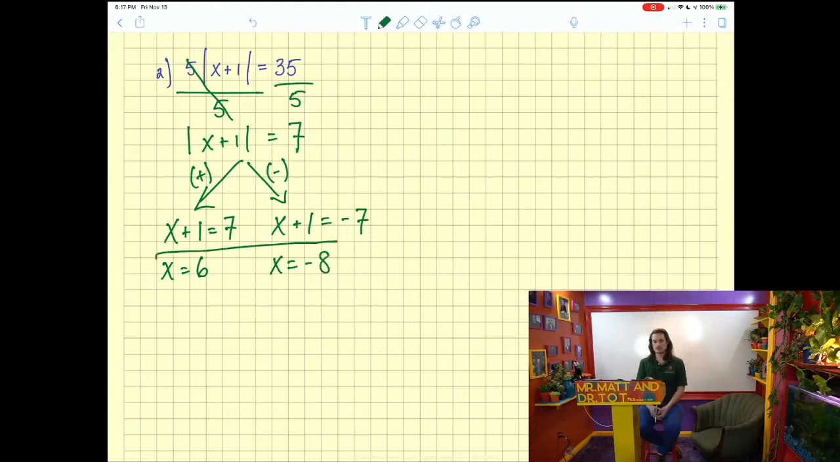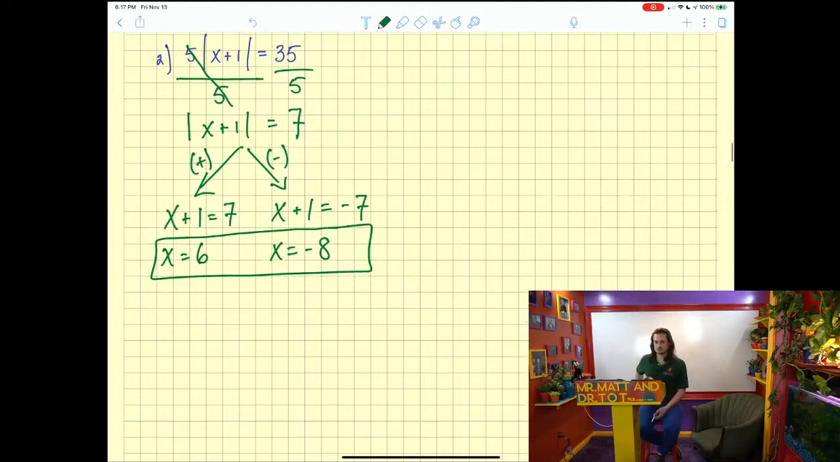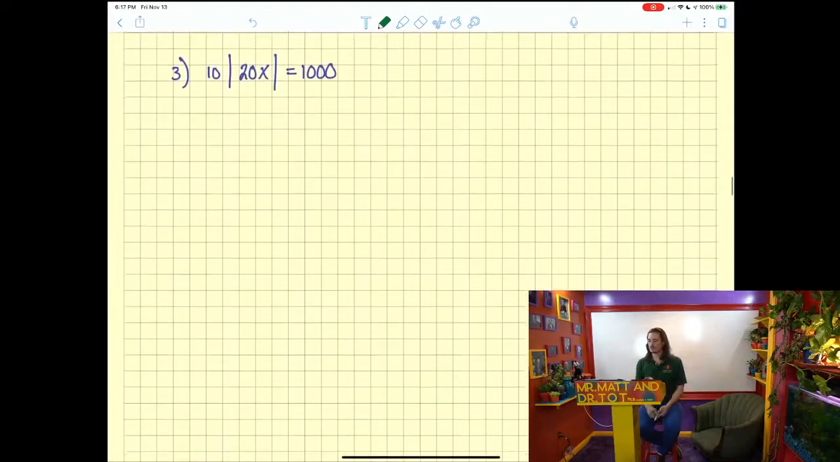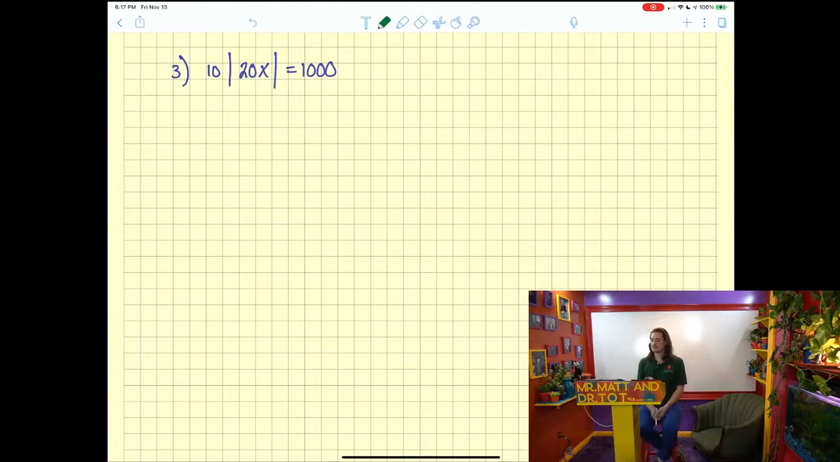If you have any questions, then please let me know. Otherwise, let's take a look at number 3. Number 3 says 10 times the absolute value of 20x is equal to 1,000. I'll give you 3 minutes.